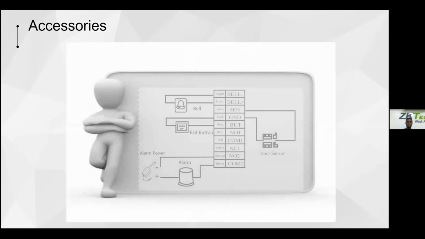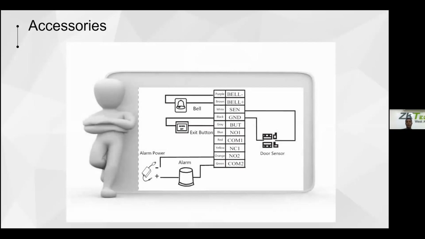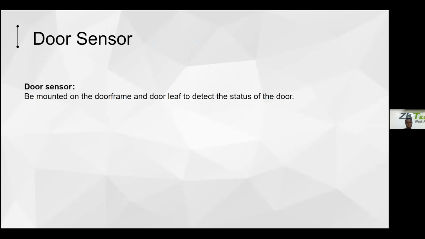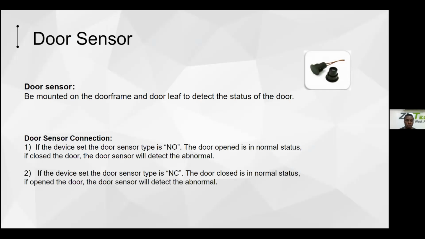So accessories. These are the accessories. We have our bell, we have our exit button, we have our alarm, and then we have our alarm power, and then we have the door sensor. How are all of these connected? So what does our door sensor mean? The door sensor is mounted on the door frame or door leaf to detect the status of the door. This is a picture of the door sensor. Now, what does this door sensor do?